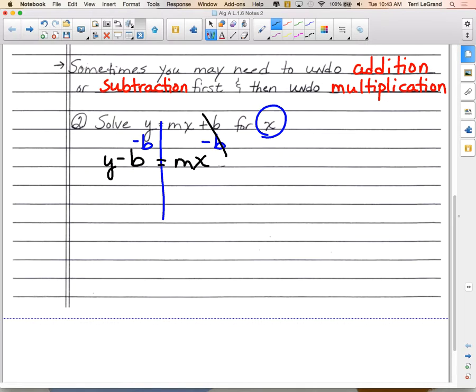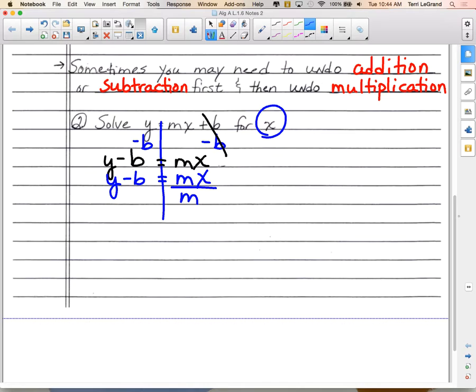Okay, now, remember it's x that we want alone. So what's happening to the x? Being multiplied by m. So again, don't show it in this step. Write this down again. We are going to do what to get that x alone? Divide by m. We're going to divide by what x is being multiplied by.